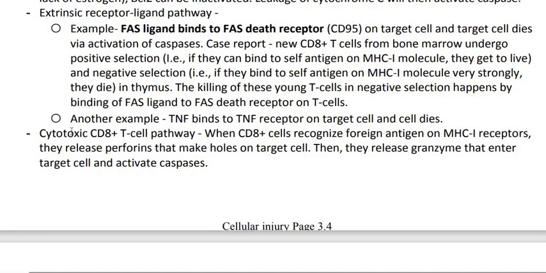The third pathway is the cytotoxic CD8 plus T cell pathway. When CD8 plus cells recognize foreign antigen on the MHC1 receptor, they release perforins that make holes in the target cell. Then they release an enzyme that enters the target cell and activates caspase.